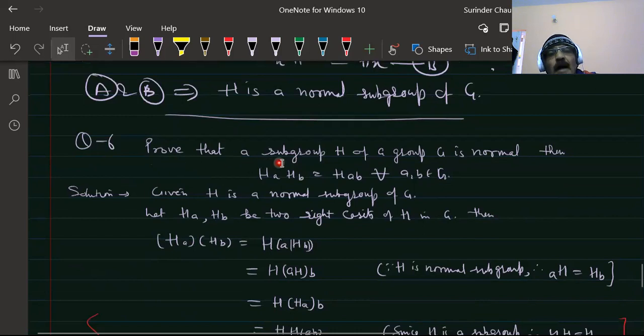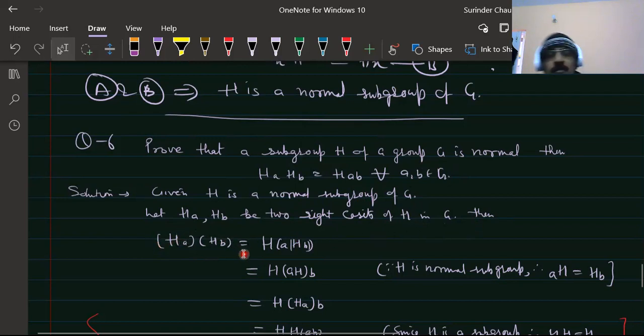Now prove that if a subgroup H of a group G is normal, then Ha into Hb is equal to Hab for all a, b belonging to G. Let H be a subgroup of G, and let H be a normal subgroup of G. And let us take Ha and Hb as two right cosets of H in G.